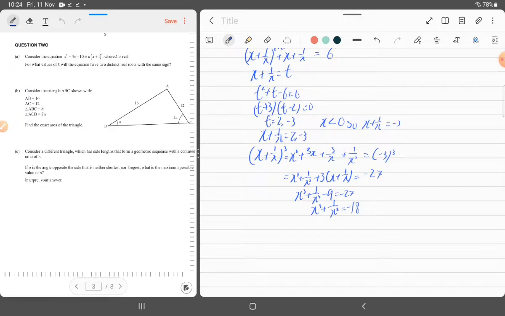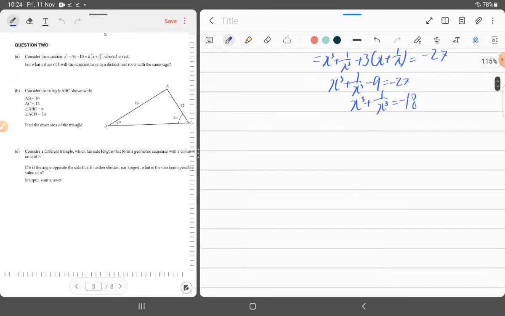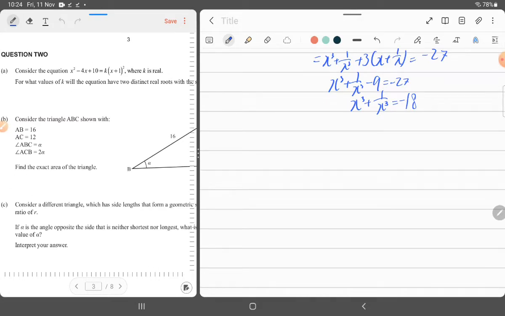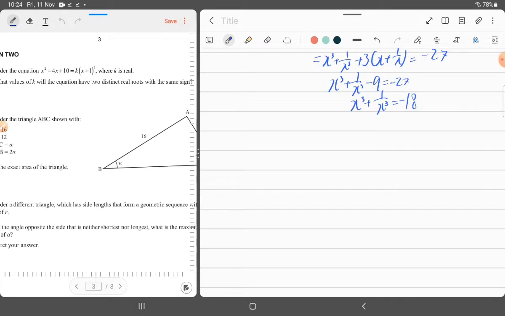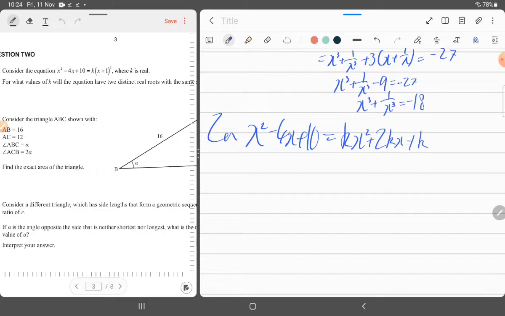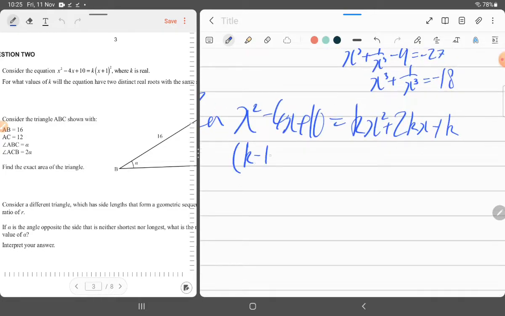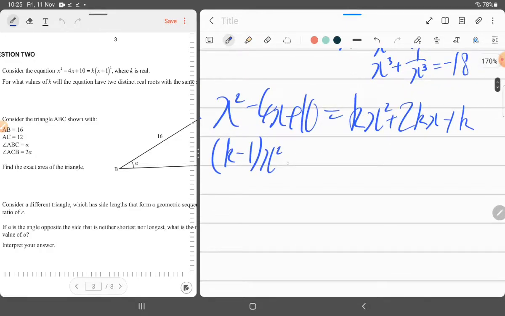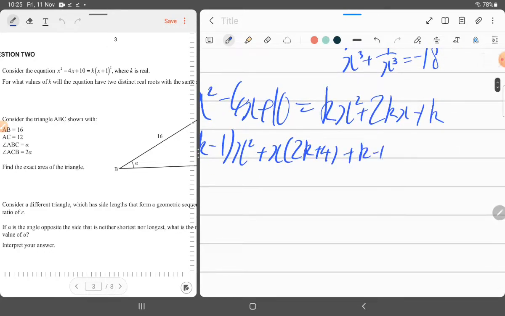Okay, so question 2a. Consider the equation x squared minus 4x plus 10 equals k times (x plus 1) all squared, where k is real. For what values of k will the equation have two distinct real roots with the same sign? So x squared minus 4x plus 10 is equal to kx squared plus 2kx plus k, or (k minus 1)x squared plus (2k plus 4)x plus (k minus 10) is equal to 0.